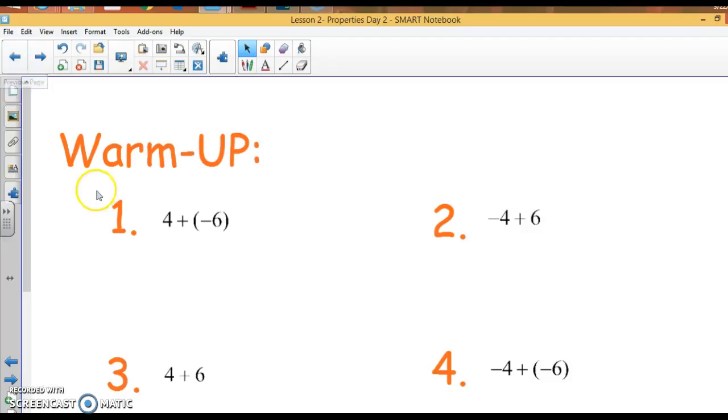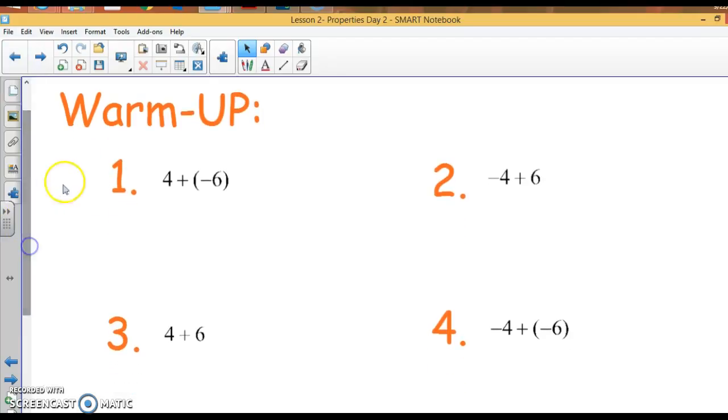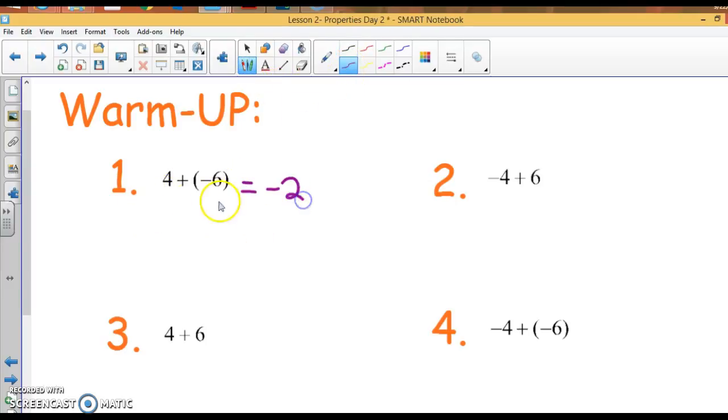All right, here's some warm-up problems. You may want to pause and try these. 4 plus negative 6 gives you negative 2. They are different. Subtract and take the sign of the larger. Negative 4 plus 6 is positive 2.